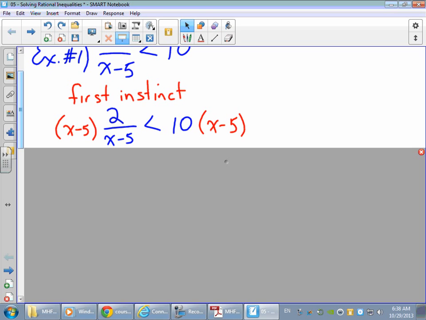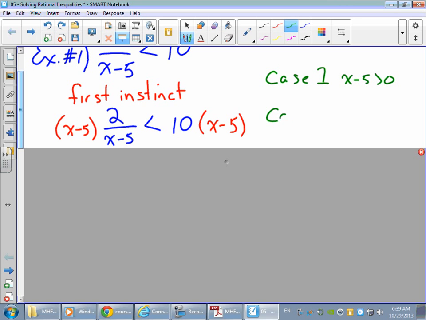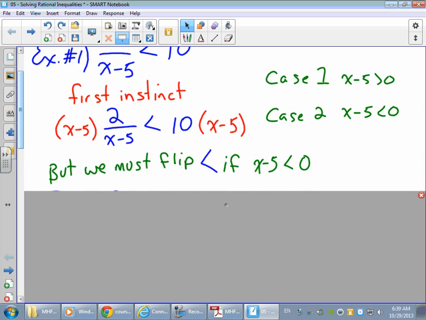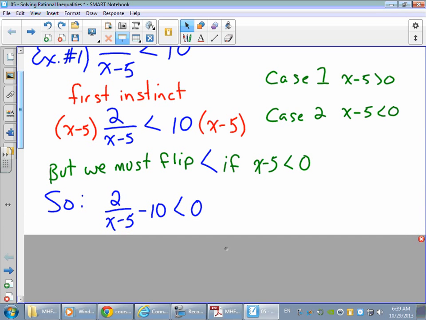Because I don't know what x minus 5 is, if I choose to solve this way, then I have to handle it as two separate cases. Case 1 is where x minus 5 is positive. Case 2 would be where x minus 5 is negative. And we have to solve the problem twice. That's doable. We must flip the less than sign if x minus 5 is less than 0. So instead we're going to deal with this a different way.